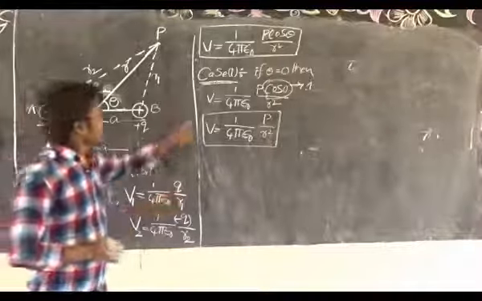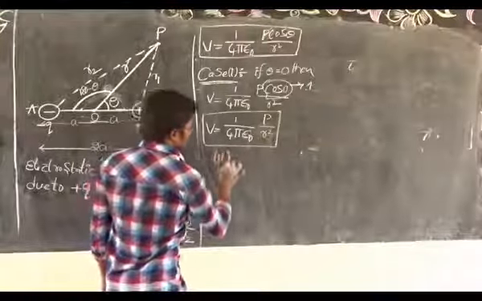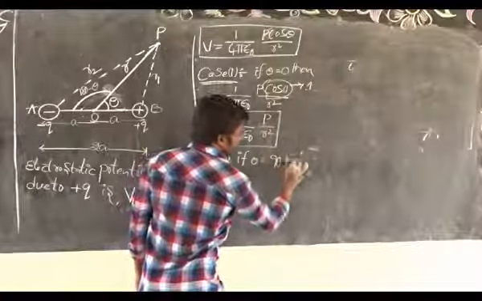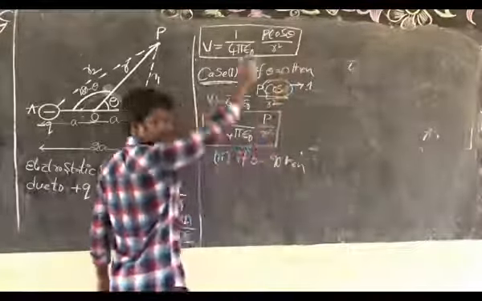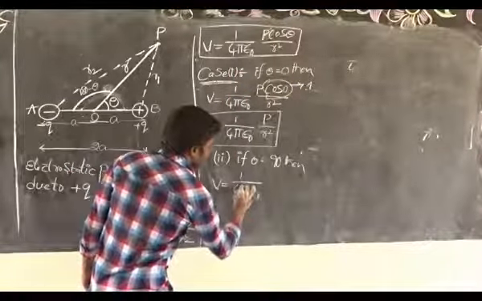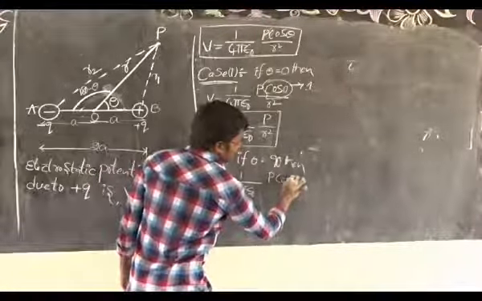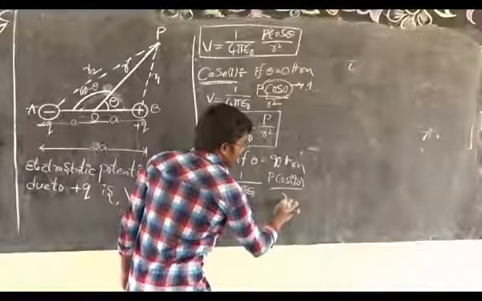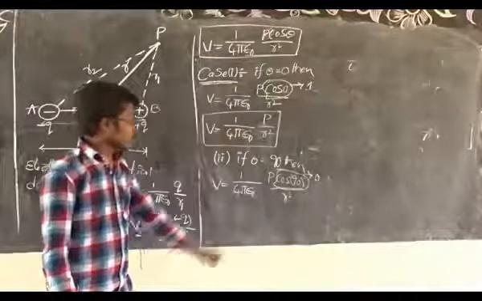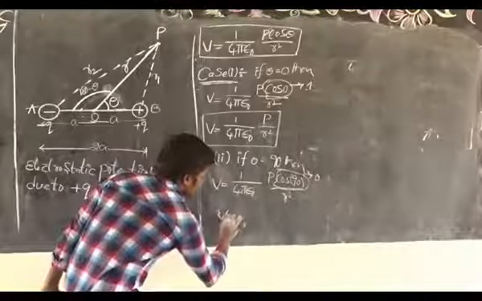Now second one, case 2. If theta is equal to 90 degrees, then again in the place of theta you can substitute 90. So V is equal to 1 by 4 pi epsilon naught into P cos 90 by r square. So what is the cos 90 value? 0. Cos 90 value is 0. 0 into anything is 0 only. So here potential value is 0.